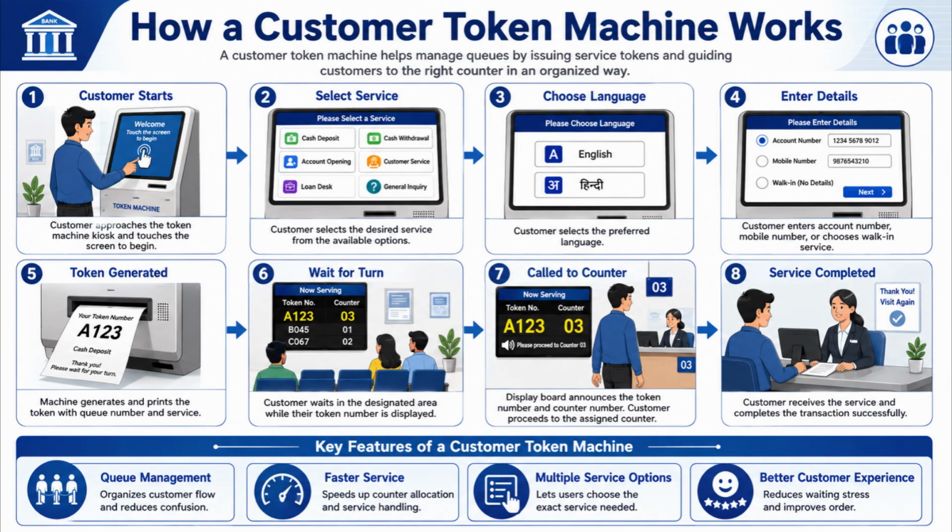Then, when the customer's token number is displayed or announced, the customer proceeds to the assigned counter. The display board clearly shows which token is being served and which counter to visit, so the process remains organized and efficient. Finally, the customer reaches the counter, receives the required service, and completes the transaction successfully. This completes the full working process of the customer token machine.